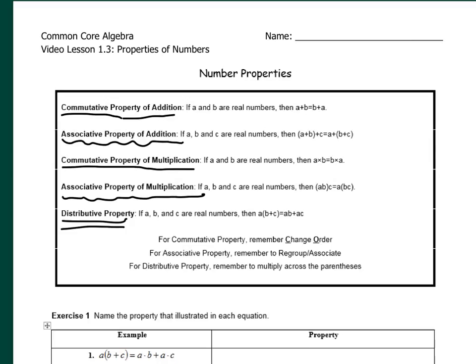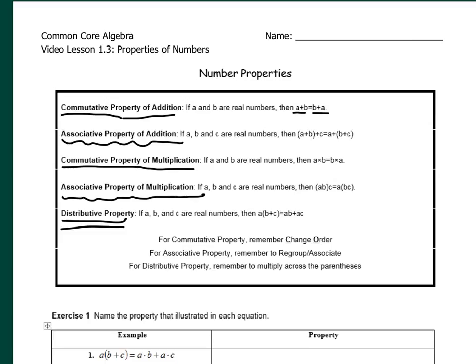The commutative property just simply says that when you are adding 2 numbers, such as a plus b, well, that's exactly the same as doing b plus a. If the order changes, the sum does not change.